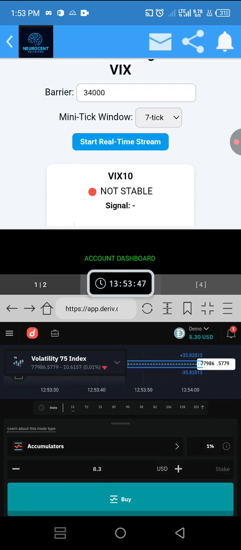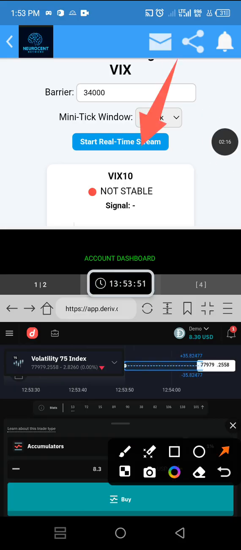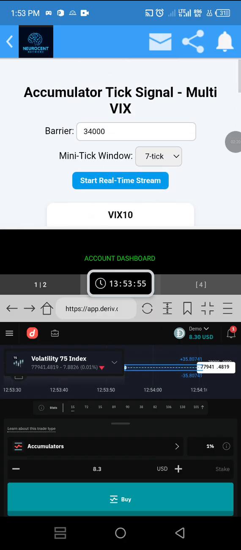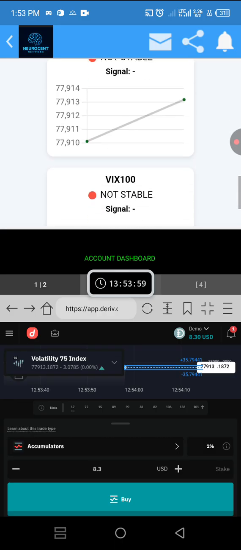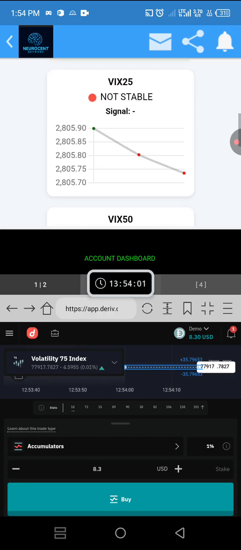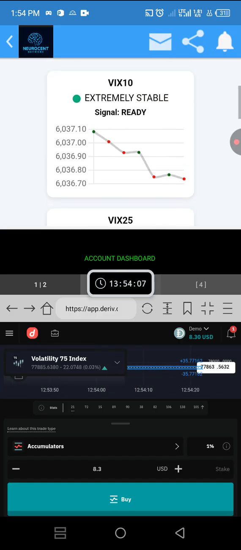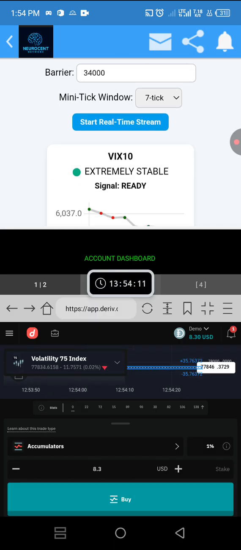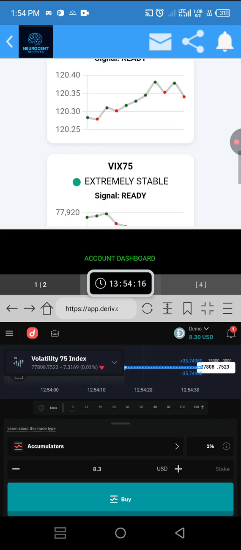Then you are going to click on start real time stream. So the minute tick window can be 7 ticks, so you click on start real time stream. Basically, immediately you click on this, all the volatility indices start updating. Can you see that? But in as much as all volatility indices are updating, don't forget this particular barrier setting is for Volatility 75, not for Volatility 10 or any other volatility. So go ahead and locate 75.